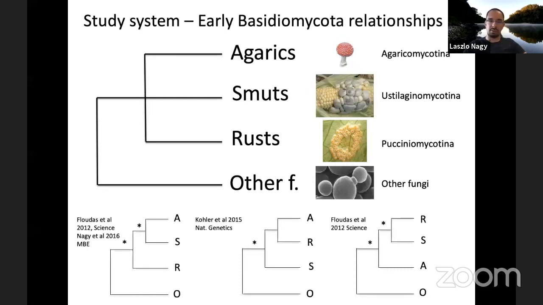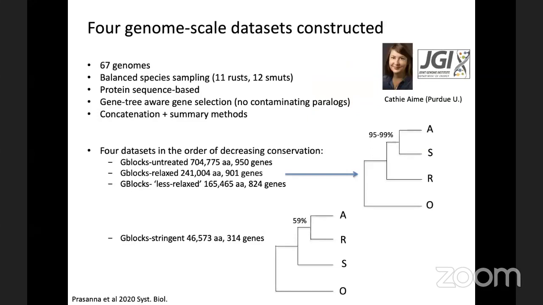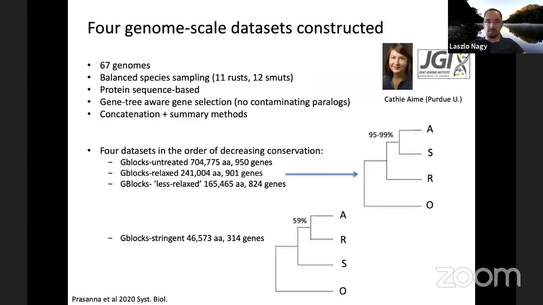I should stress at this point that the most common conformations are the first two on the bottom part of this slide. The first is Agaricomycotina grouped with smuts, the Ustilaginomycotina, and the second is Agaricomycotina grouped with rust fungi. So to tackle these relationships, we chose a genome scale approach.